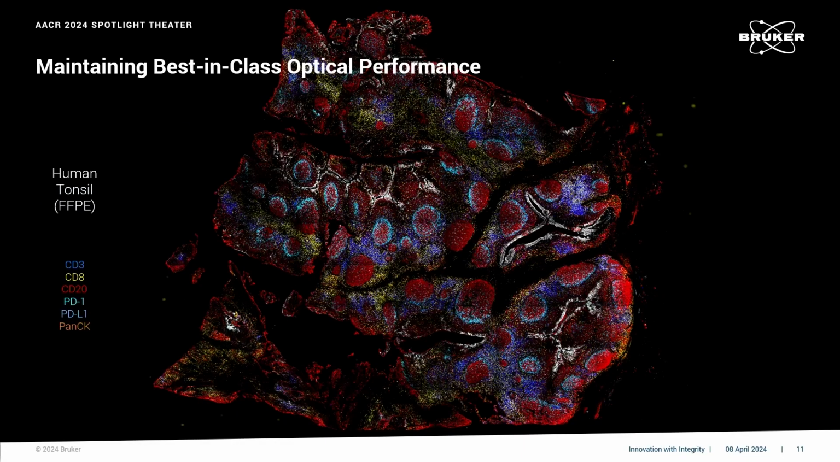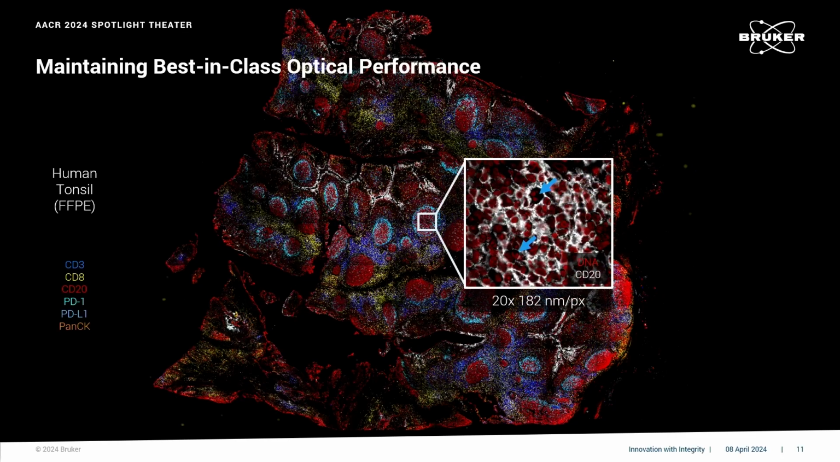And then here's just an image that we've taken recently just to re-emphasize the point that this is really good optical performance for an epifluorescence microscope. Here you can see an FFPE human tonsil that's stained with some standard immuno-oncology profiling biomarkers. I can see here in this little zoom-in image, there are two little blue arrows. And what these two little blue arrows are pointing at, if you look closely, those are split nuclei. You can especially see that on the top one.